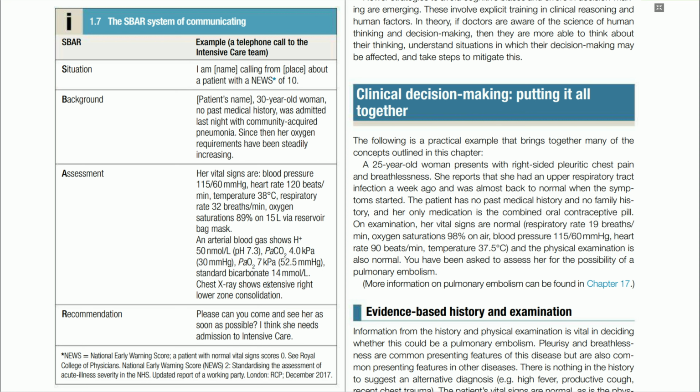Chest X-ray shows extensive right lower zone consolidation. R for recommendation: please, can you come and see her as soon as possible? I think she needs admission to intensive care.